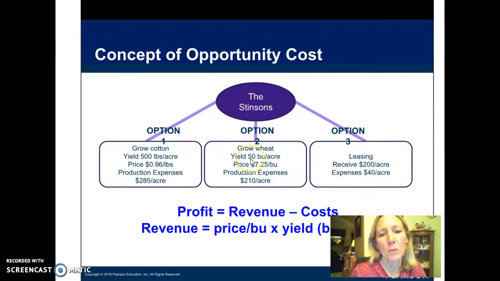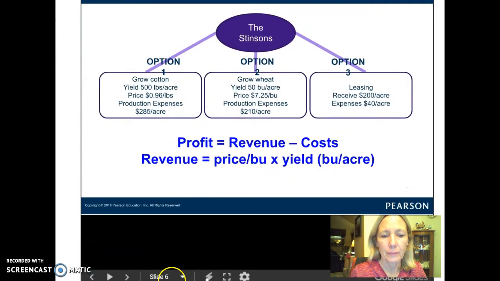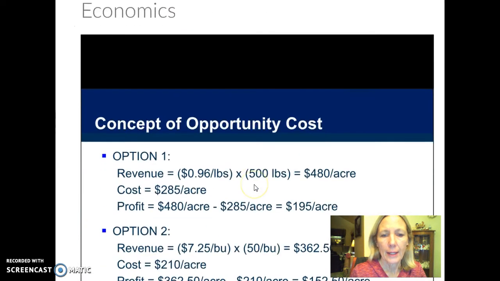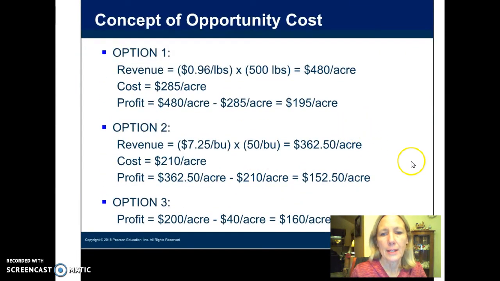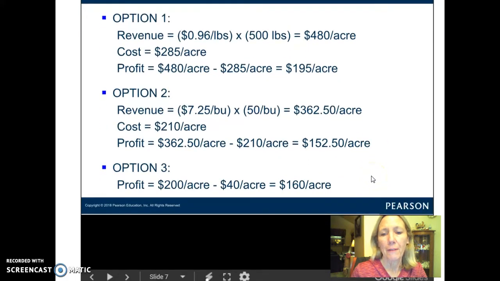Well, you would choose the most profitable one, and your opportunity cost would be the second most profitable one. So if we go to the next slide, you can see that they calculated everything out for you, and you can see that the most profitable option would be the option to grow cotton, because you would profit $195 per acre. Option 2, which was wheat, you would profit $152.50 an acre. And then option 3, you would profit only $160 an acre, which is actually more than wheat. So that is the concept of opportunity costs.